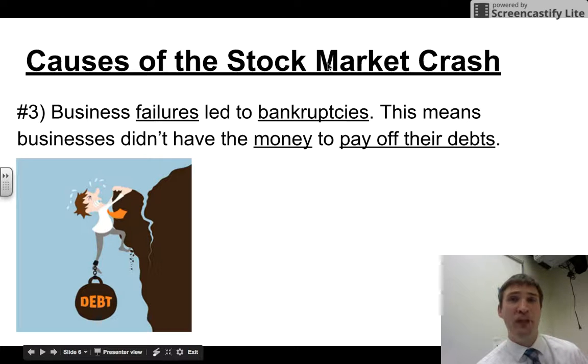Causes of the stock market crash. Number 3, business failures led to bankruptcies. This means businesses didn't have the money to pay off their debts. They were weighed down by too much debt.